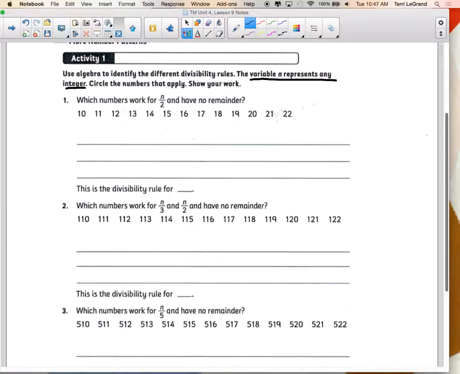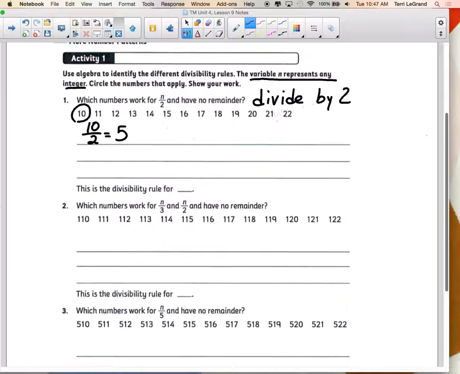N over 2, what's that mean? Sylvia? N divided by 2. So in other words, what numbers can you divide by 2? Okay, so what is 10 over 2? Is that a nice number? What is it? 5, okay. So 10 over 2 equals 5. So we're going to circle that one.